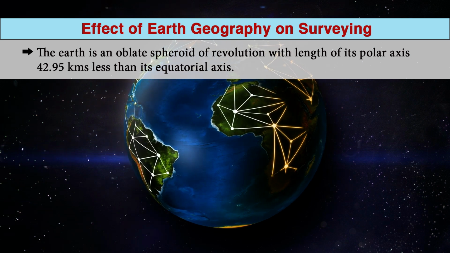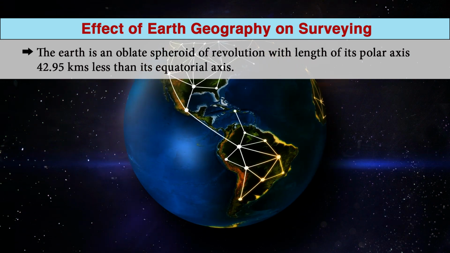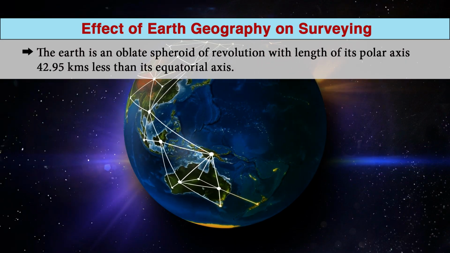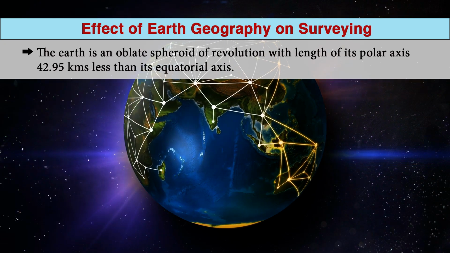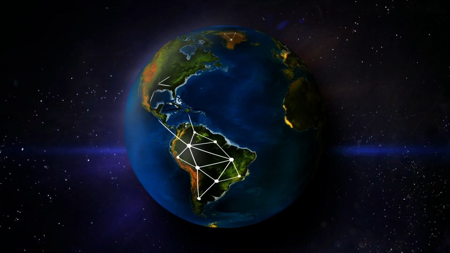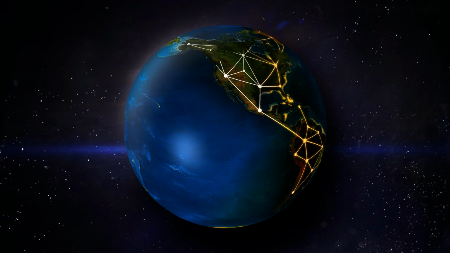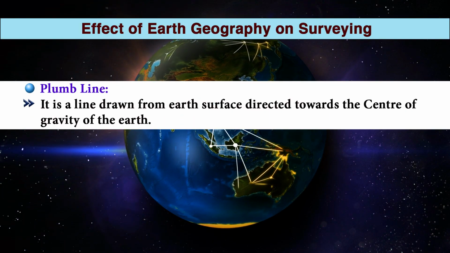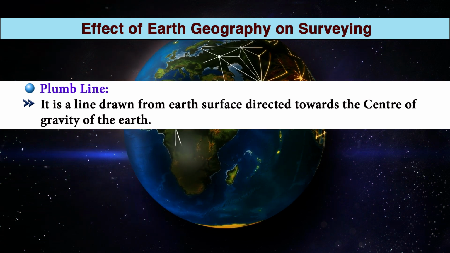The earth has the length of its polar axis somewhat less than its equatorial axis. You can see in this figure, the polar axis is shorter than the equatorial axis by 42.95 kilometers. We must understand some basic terminologies for surveying to understand the effect of earth geography. The first and very important terminology is plumb line.